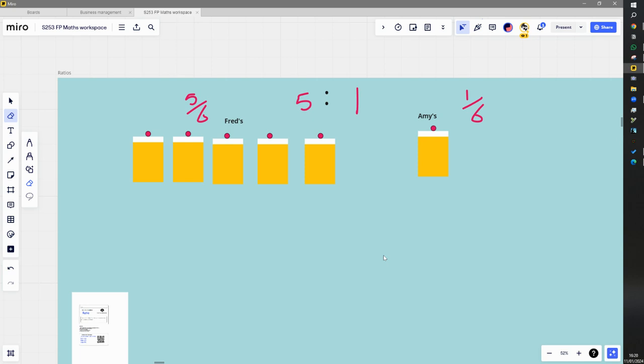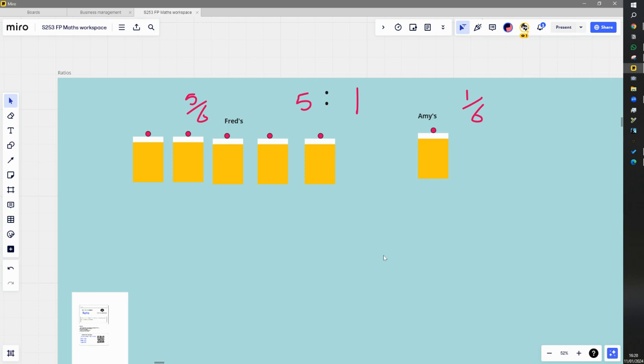However, you have to be careful of what the question is asking you. If they said, what fraction of Fred's amount does Amy have? In other words, how much does Amy's cake compare with Fred's? Then that would be 1/5. Because when we look at Amy's cake, you can see it's 1/5 the amount that Fred has. So it really depends on what the question is that they're asking you. But most of the time, they're going to say, what fraction is it of the whole?